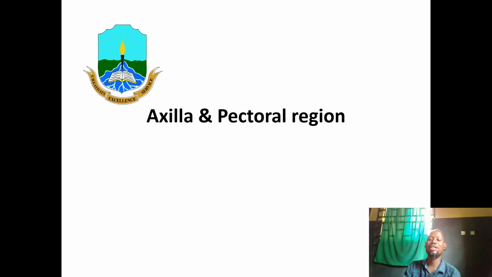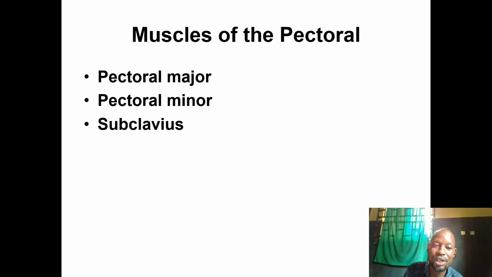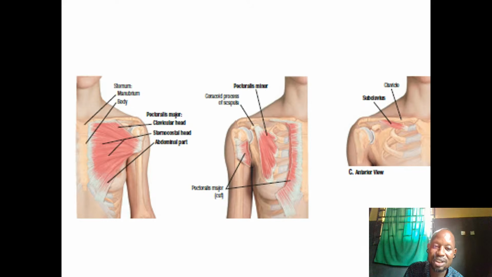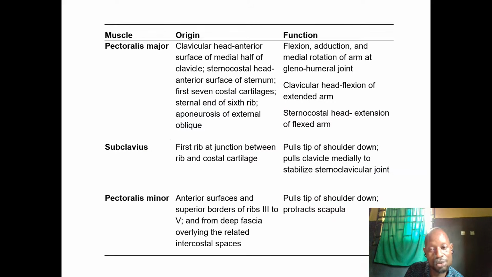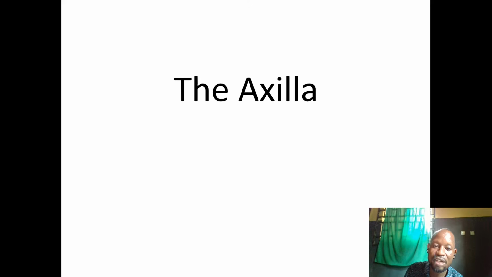I think I need to take it a little bit faster. We have the axilla and the pectoral region. There's really nothing much; I think everything is well stated, so I don't have much to tell you here. We've talked about this. Another word for axilla is what? Armpits. I think we also talked about it in our introductory class. And then these are the muscles that are found in the pectoral region.